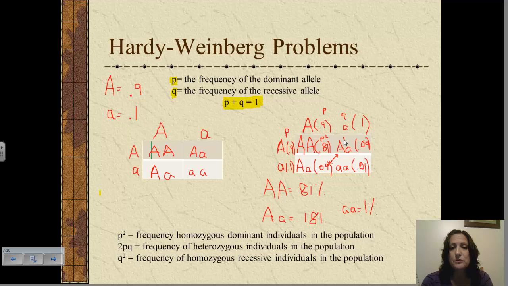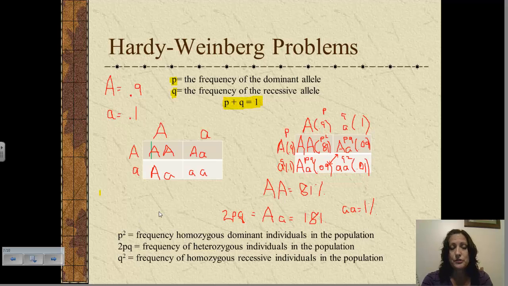So here is really PQ, Q times Q, right? The frequency of the dominant times the frequency of the recessive. And also PQ here. And then over here, we're taking Q times Q, so this is Q squared. And now we have two ways of getting this, so this is going to be the big A, little a is actually going to be equal to 2PQ.